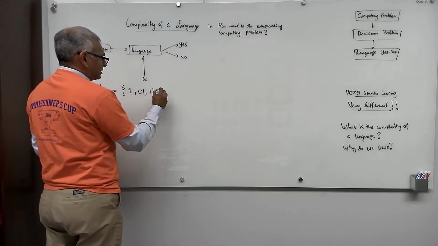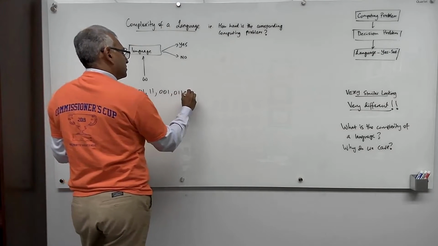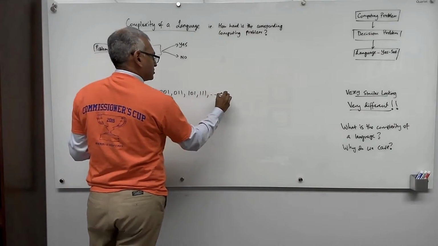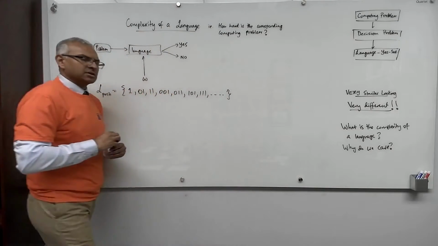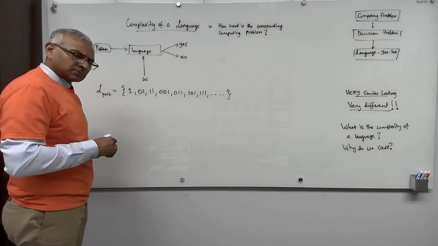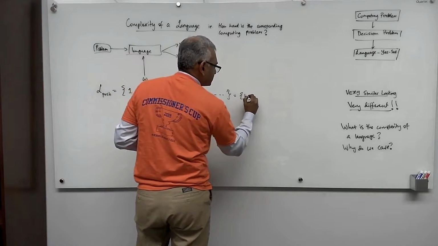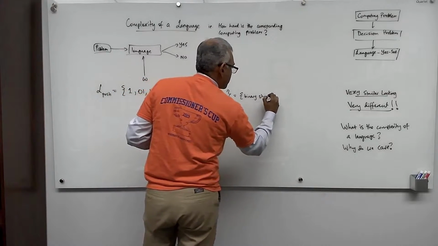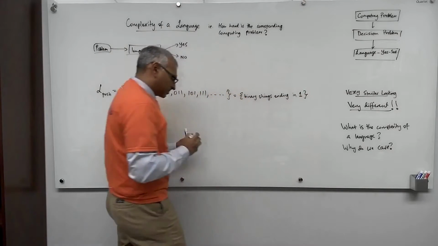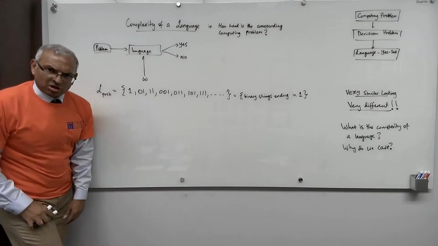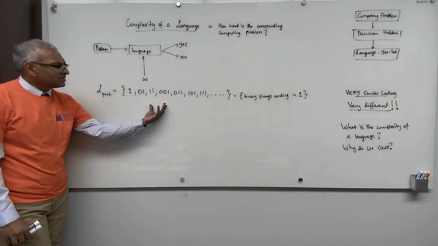Okay. 0, 0, 1, 0, 1, 1, 1, 0, 1, 1, 1, 1, and so on. Okay. And there's a very easy way to describe this set of binary strings, which is all binary strings that end in 1. Binary strings ending in 1. Okay. So, is this a complex language? Is this a simple language? Is this a hard computing problem? Is it an easy computing problem?